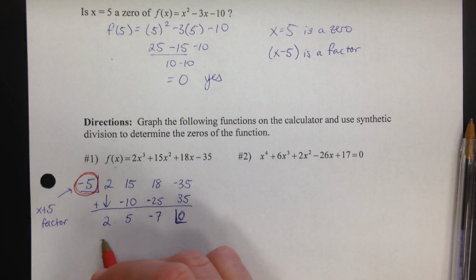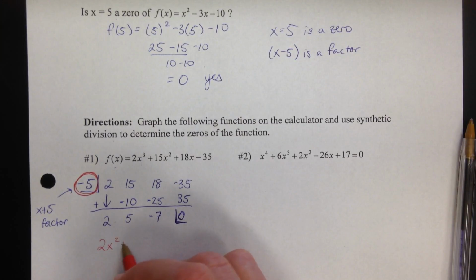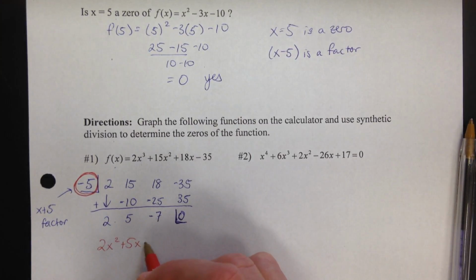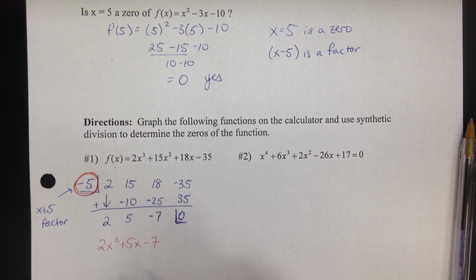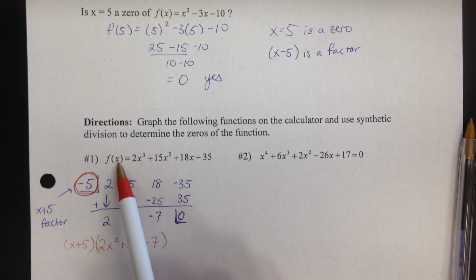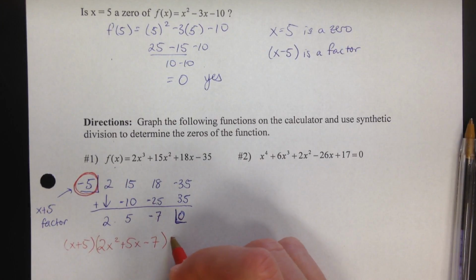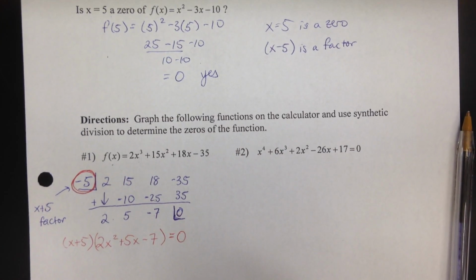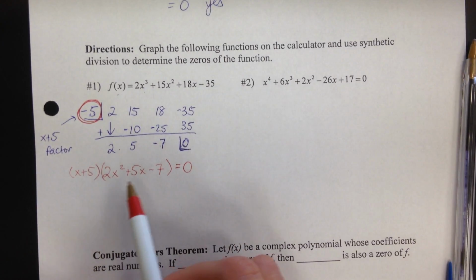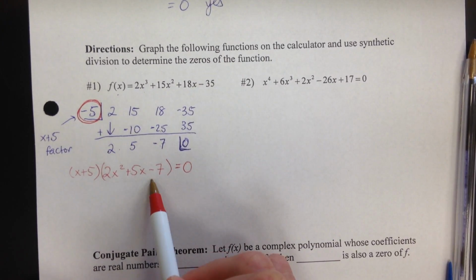Now, this would be 2x squared. This would be plus 5x, and then the constant minus 7 is going to be the leftover part of this. So you've got x plus 5 is a factor, but so is 2x squared plus 5x minus 7. That's your function. Now what I want to do is set this equal to 0 and see, can I solve this part? Can I solve the trinomial?